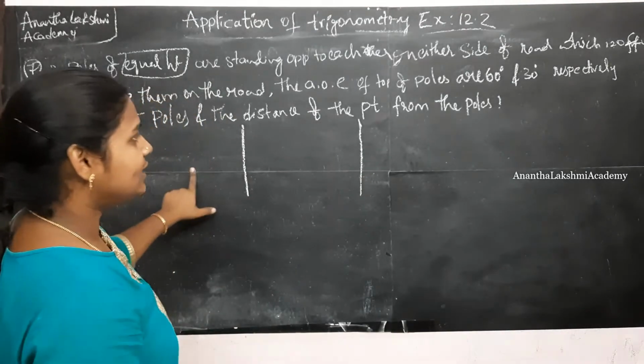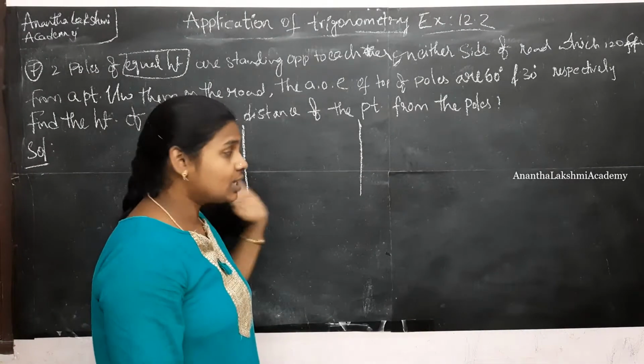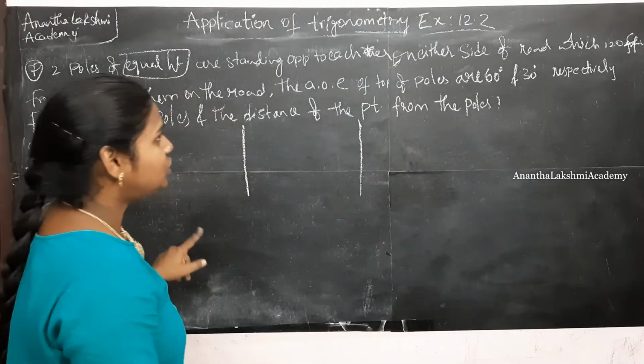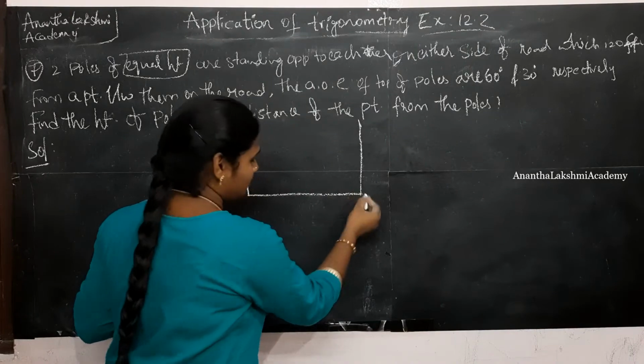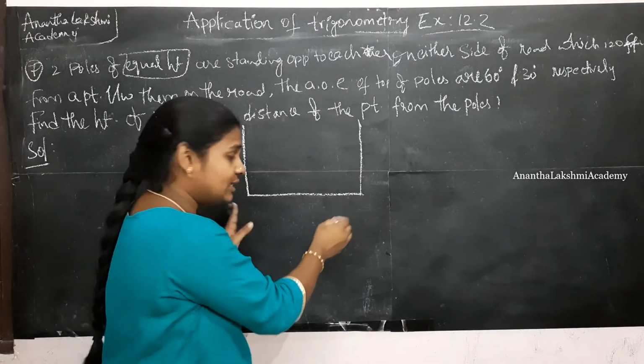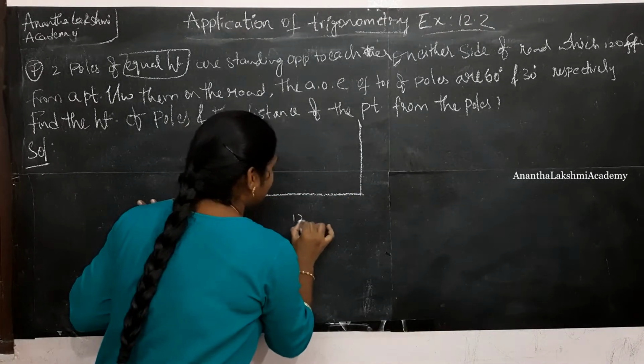All right, on either side of the road. Okay, this is on one side of the road and the other is on the other side of the road, which is 120 feet wide. So the road width is nothing but a total of 120 feet.